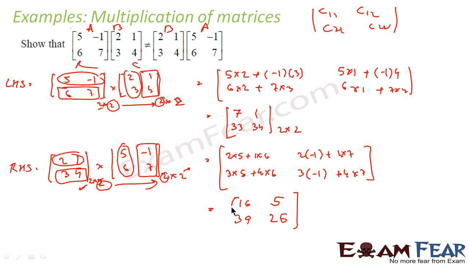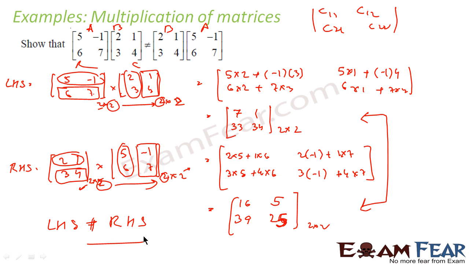This is my answer. So if you see this, it's 25. This is not equal to this. Both are not the same. This is 7, 1, 33, 34. This is 16, 5, 39, 25. So I can say that LHS is not equal to RHS. And that is what I was supposed to prove. It's a very simple question. We just simplified the LHS, simplified the RHS, and compared. We found that they are not equal.